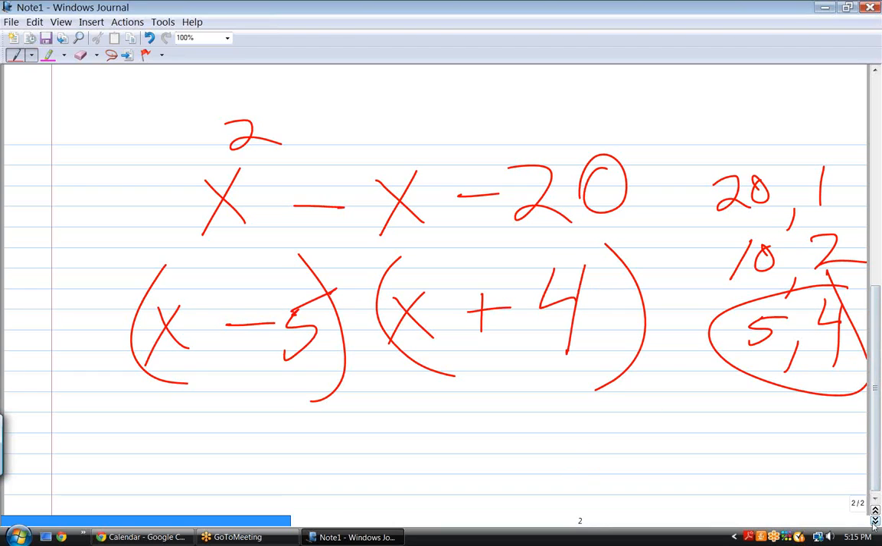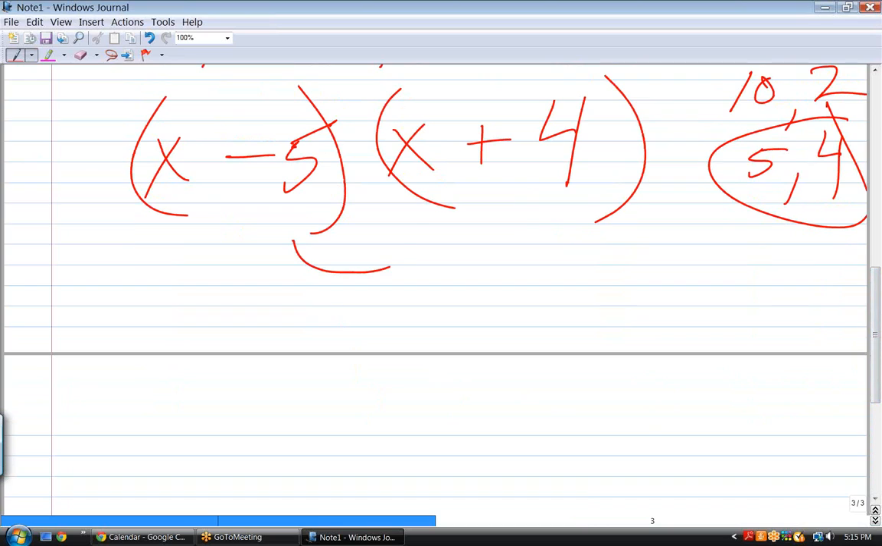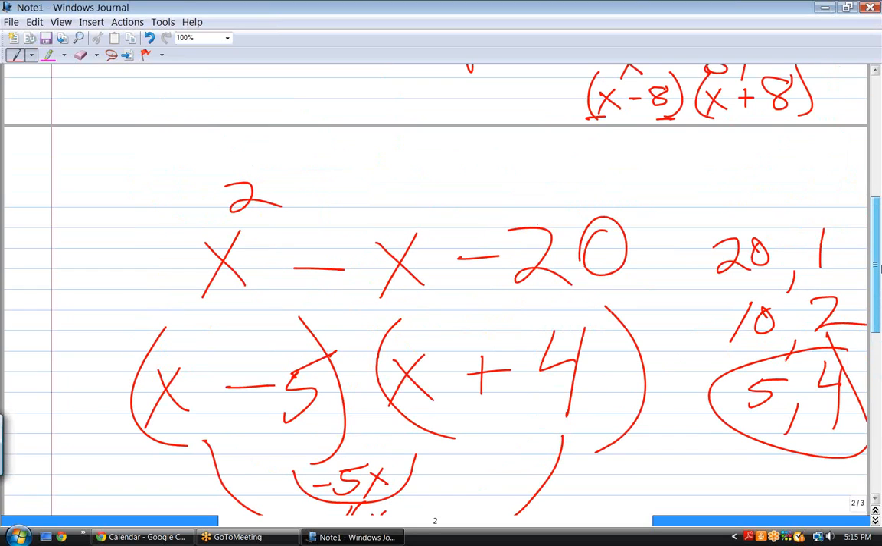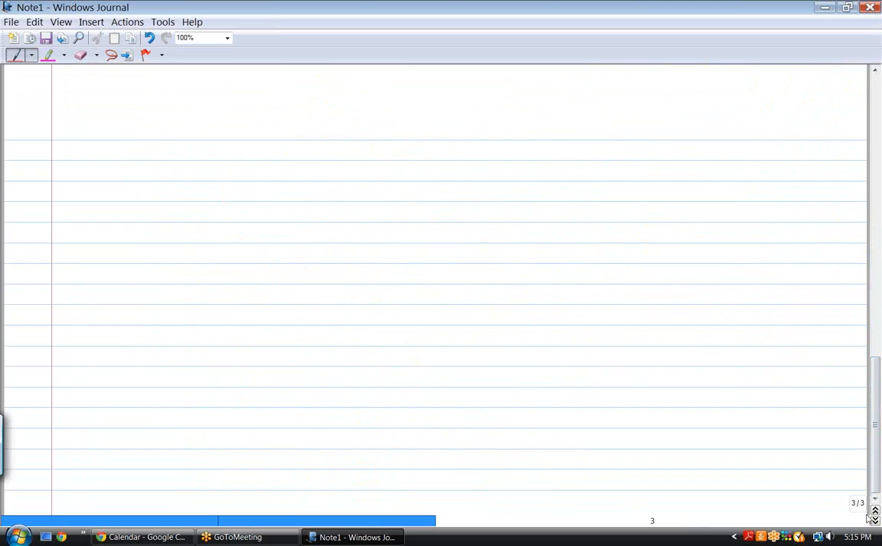Let's check it. So it would be minus 5x, and then what's that? 4x. Add them together. Then it would be minus 1x, or just minus x. Yeah, and that is the middle term, so that means we've done it right. Okay, good. You're getting good at those.